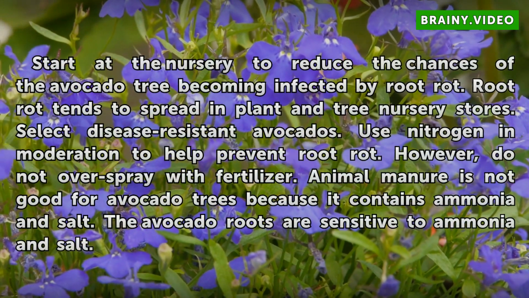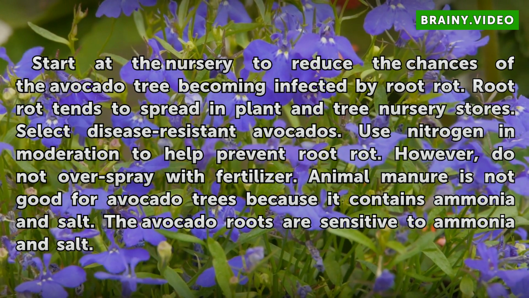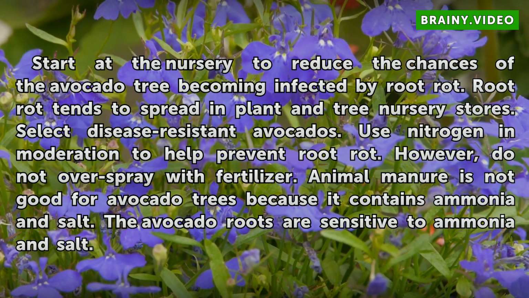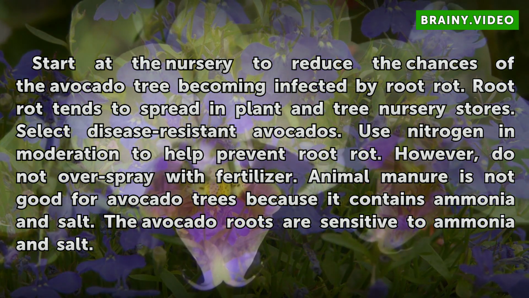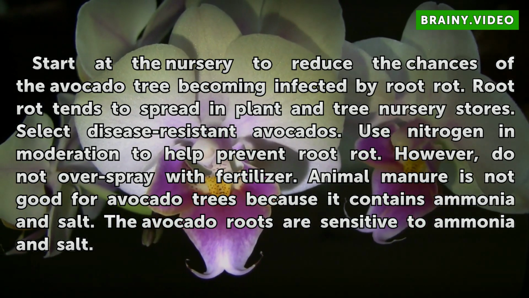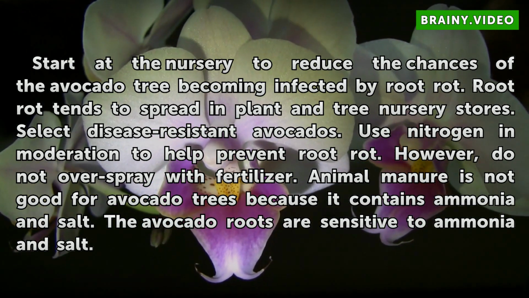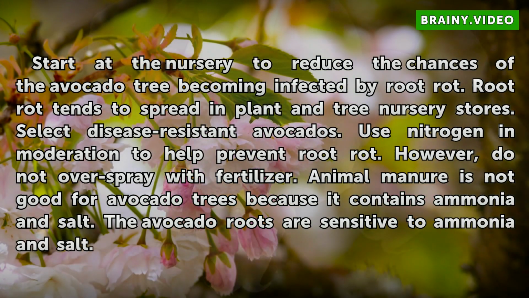Start at the nursery to reduce the chances of the avocado tree becoming infected by root rot. Root rot tends to spread in plant and tree nursery stores. Select disease-resistant avocados. Use nitrogen in moderation to help prevent root rot. However, do not overspray with fertilizer. Animal manure is not good for avocado trees because it contains ammonia and salt. The avocado roots are sensitive to ammonia and salt.